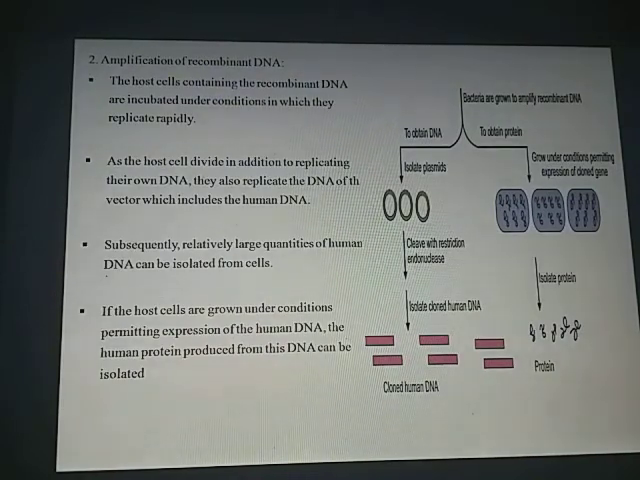Then the second one is amplification of recombinant DNA. Here the host cells containing the recombinant DNA are incubated under conditions in which they replicate rapidly. As the host cells divide, in addition to replicating their own DNA, they also replicate the DNA of the vector, which includes the human DNA. Subsequently, a relatively large quantity of human DNA can be isolated from the cells.